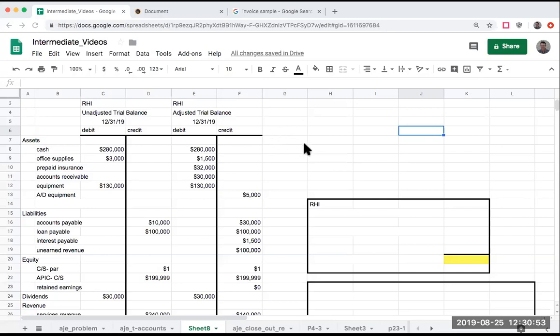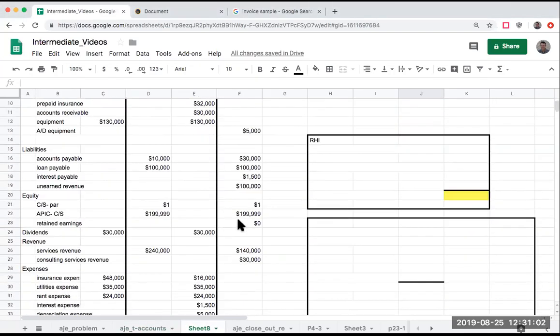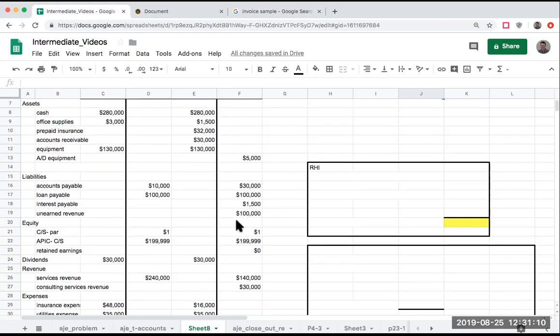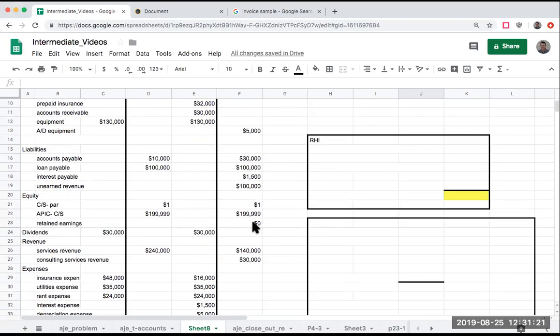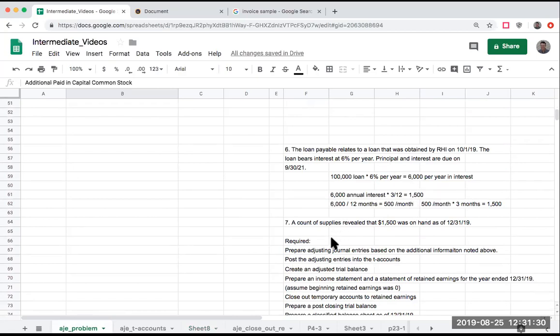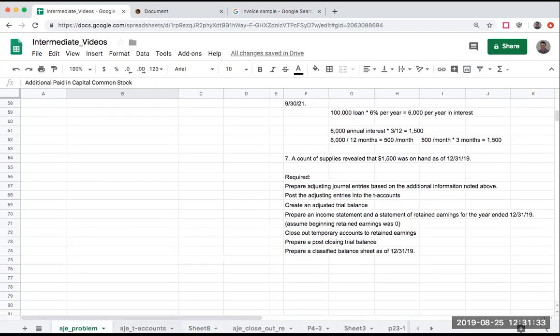Okay. So what I've done here is I've essentially updated this trial balance for all the adjustments that we've made. And as you can see here, it miraculously equals $606,500, which I hope is correct. A couple different things I'm going to mention about doing trial balances. The way you want to do it, in my opinion, is assets, liability, equity. Notice here I put in retained earnings as a 0 beginning balance amount, as it told us in the problem right over here, assuming beginning retained earnings was 0.